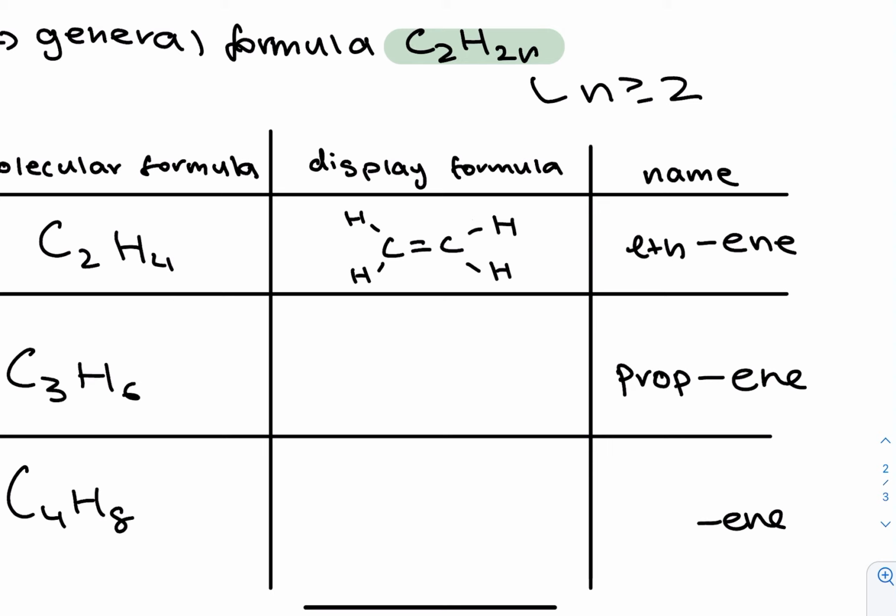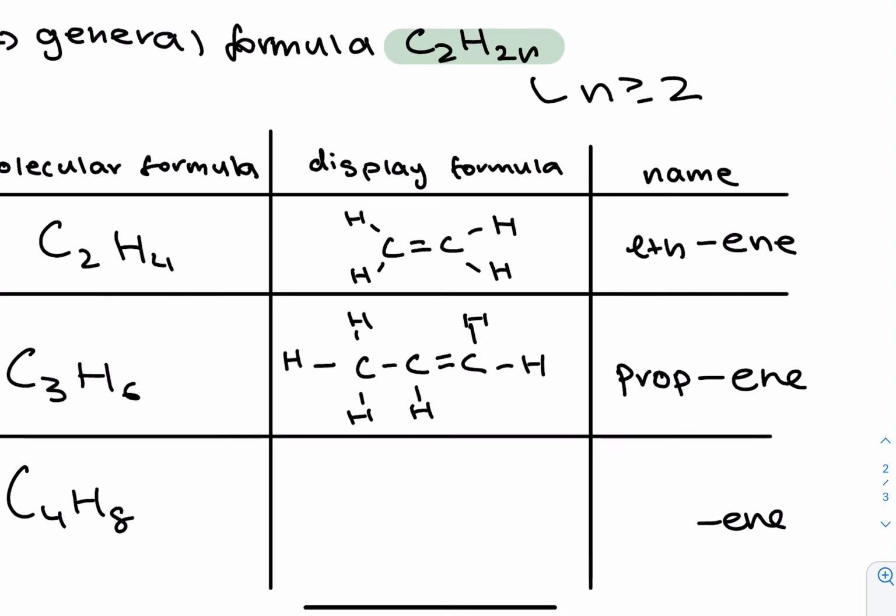So propene, we have 3 carbon atoms. So we're going to have 1, 2, and we're going to have a double bond between these 2. And now we're just going to add our hydrogens so each carbon is bonded to 4. So we have this one, which is bonded to 4. And now this one, which already has 2 bonds here, so we only need 1 more. And then this is bonded to 2, so we add 1 and 2.